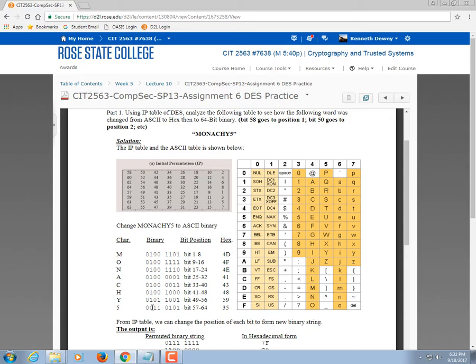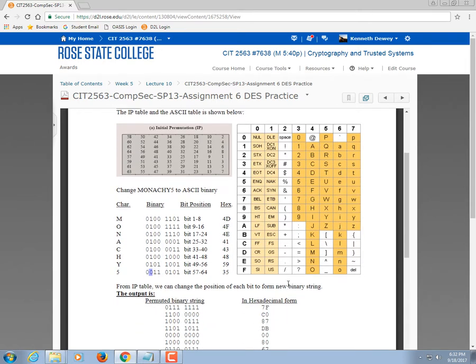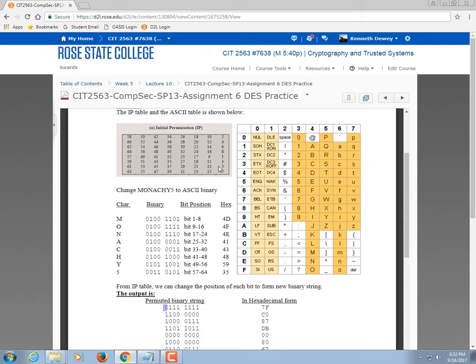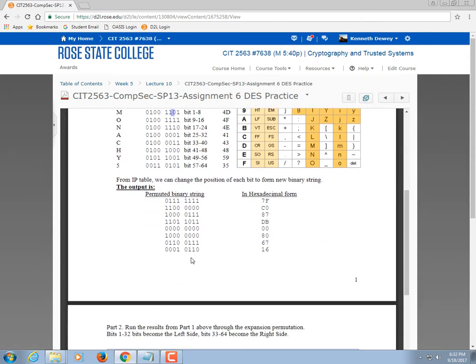So what you would have to do is, if I was you, I would create a table in Excel or something. So bit 58 goes to position 1. Everybody got that? So that 0 becomes this 0 right there. So bit 7, this 0 right here, becomes this 0 right here. Everybody see that?